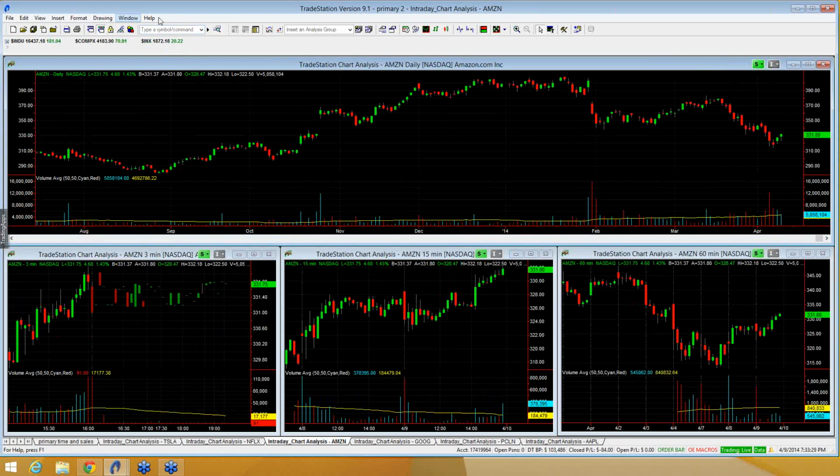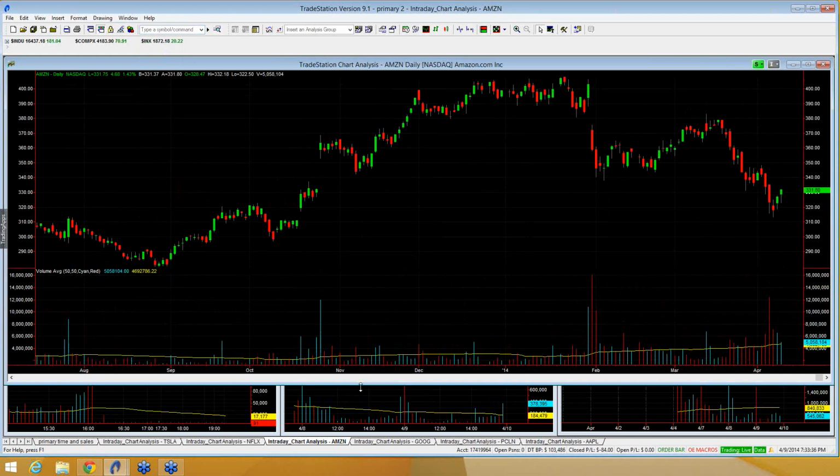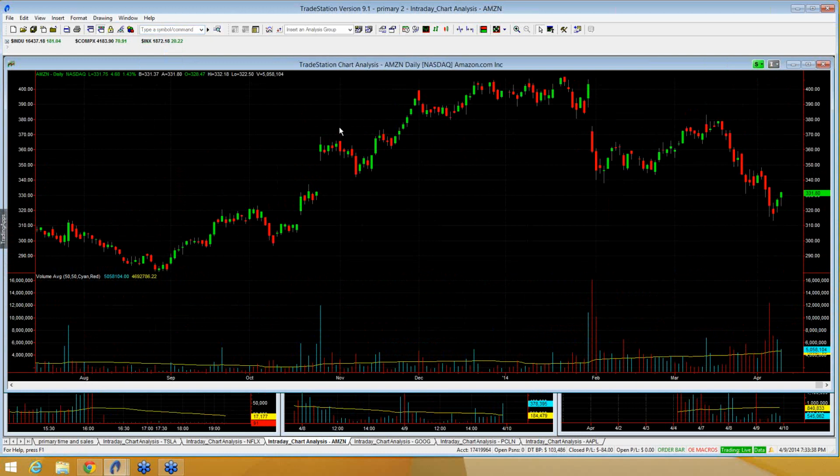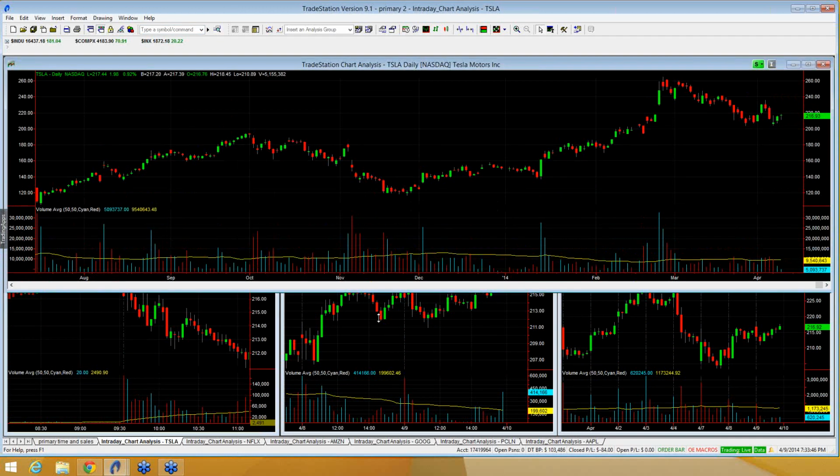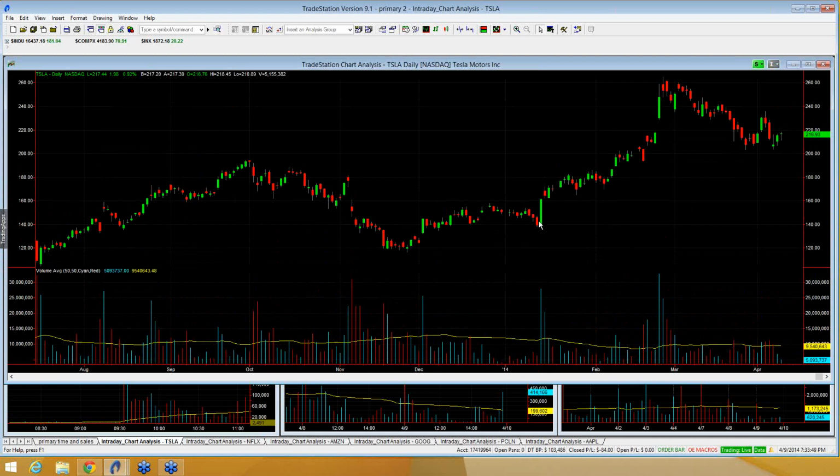But I'll show you some examples of using a longer term chart to identify an underlying trend. So let's look at Tesla. Tesla's my first example. Now Tesla is going to be my example of an underlying bullish trend. So not only do I have a solid uptrend here on the daily, all right, so that looks good.